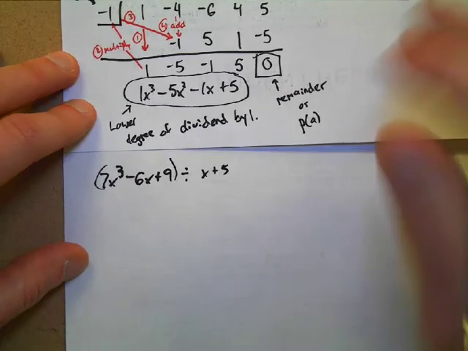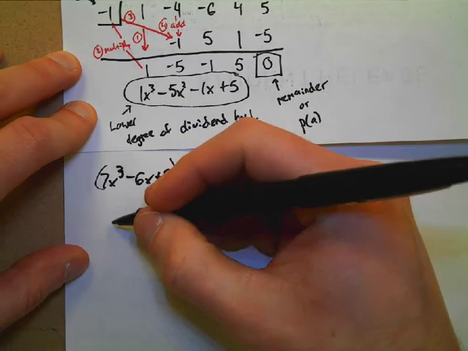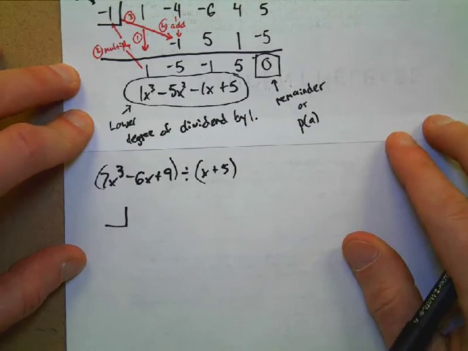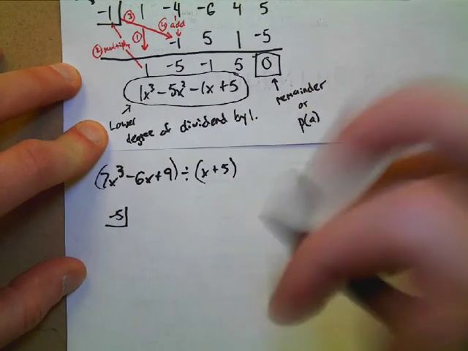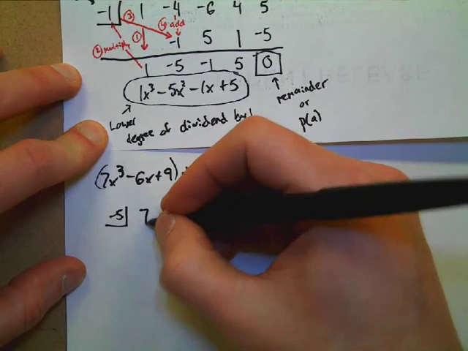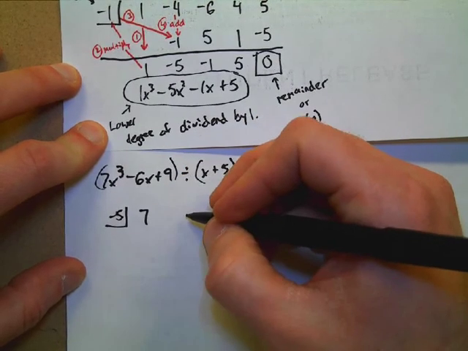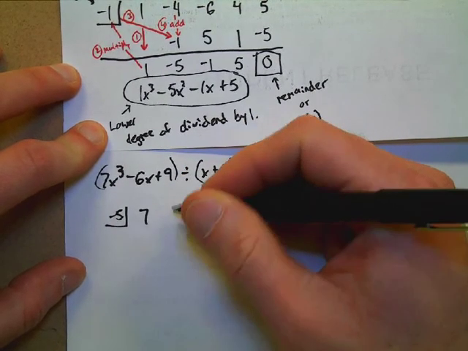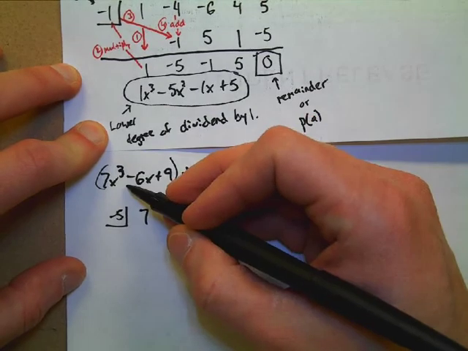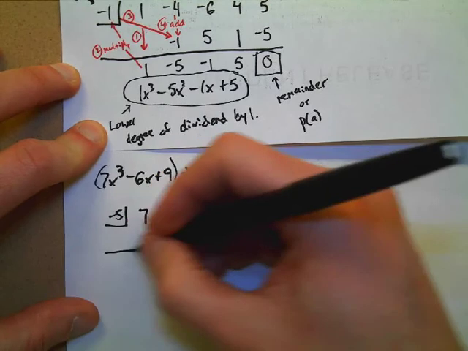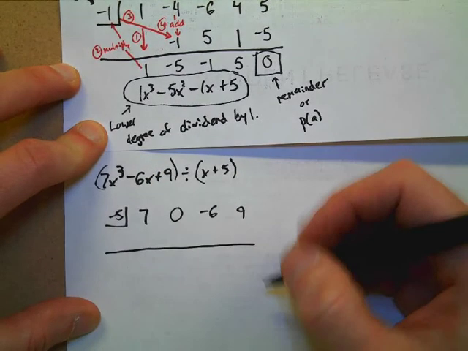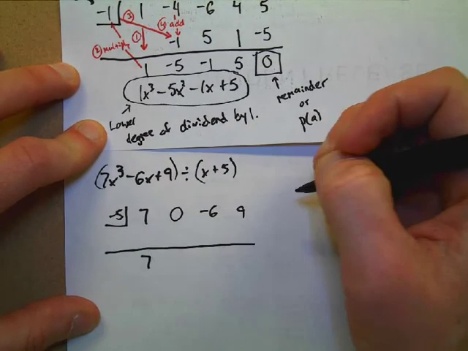So what is our a here? What's going to go in the box? Negative 5. It's the opposite of that there, so negative 5. Then we'll put on our coefficients. First number will be 7, because 7 is our lead coefficient. The next number should be 0. We are missing an x squared term here. So put 0 in for x squared, then your negative 6, then your 9. Leave a space, put a line, drop down the 7, and then just start your algorithm.